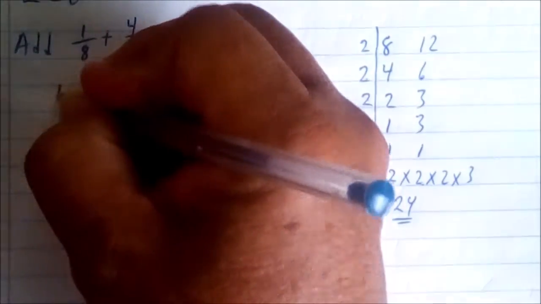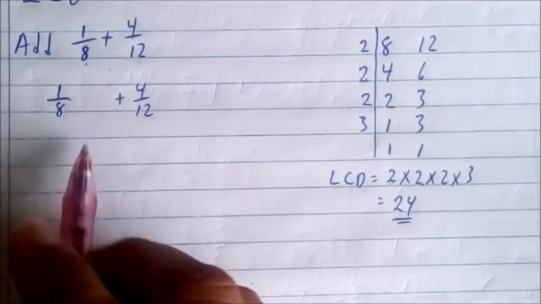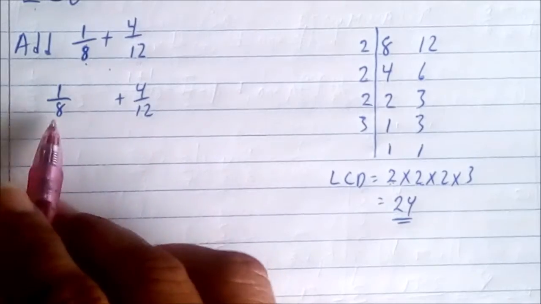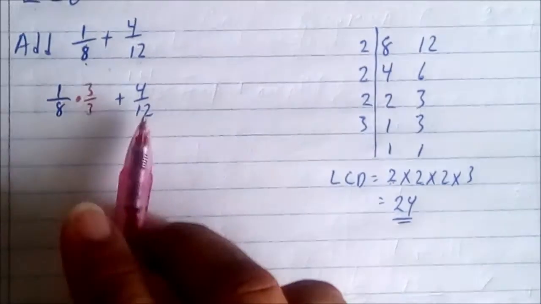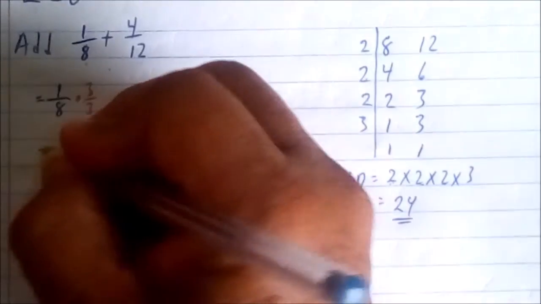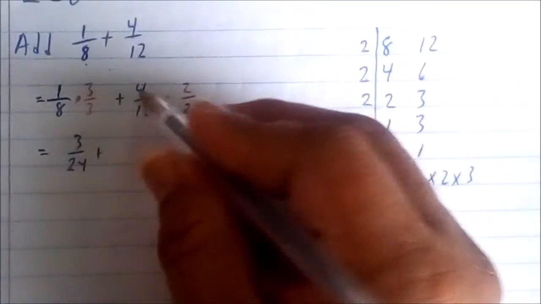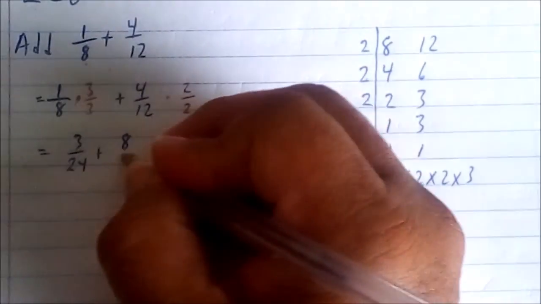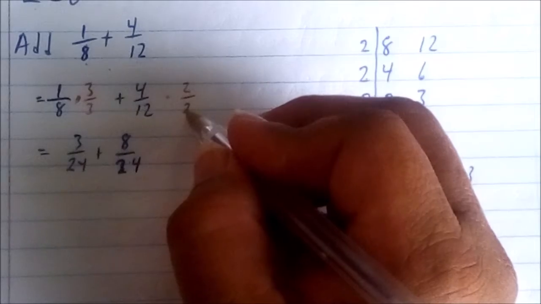So how do we do that again? We put 1/8 plus 4/12. By what must we multiply the 8 to get 24? Well, we must multiply the 8 by 3 to get 24. So therefore we multiply the top by 3 and we multiply the bottom by 3. How can we get 12 to become 24? We multiply 12 by 2 and we multiply the top by 2. This now gives us 1 times 3, 3, 8 times 3, 24, 4 times 2, 8, 12 times 2, 24. Okay, so that's 12 times 2, not 3, my mistake.